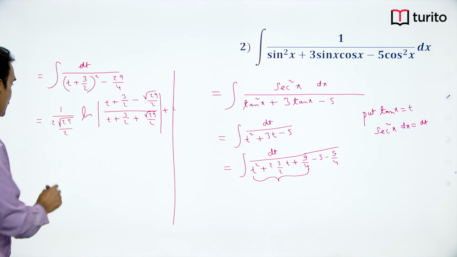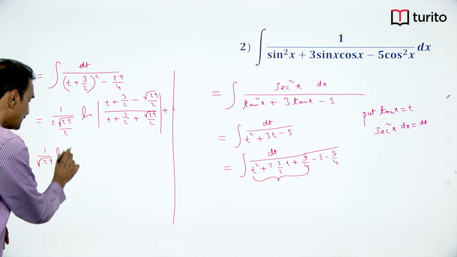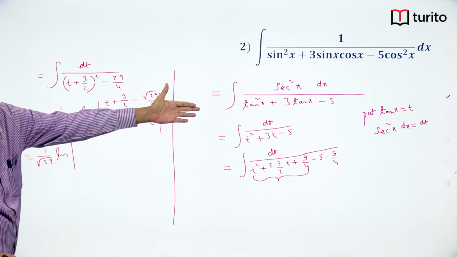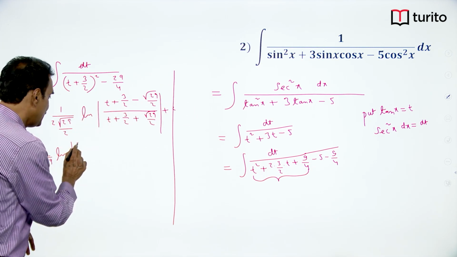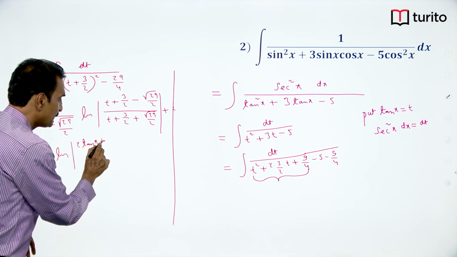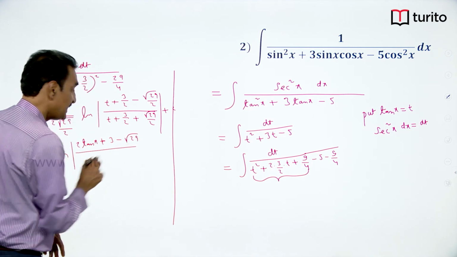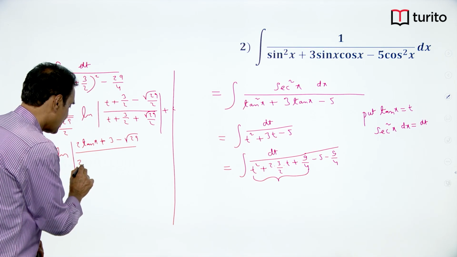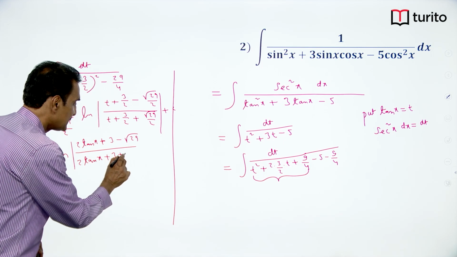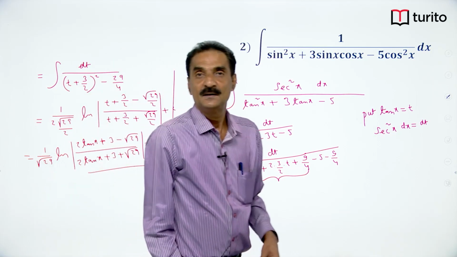Now simplification, 1 by root 29 log mod, multiply and divide by 2 and directly put t is equal to tan x. You will get 2t means 2 tan x plus 3 minus root 29 by 2 tan x plus 3 plus root 29 plus c. This is our answer.